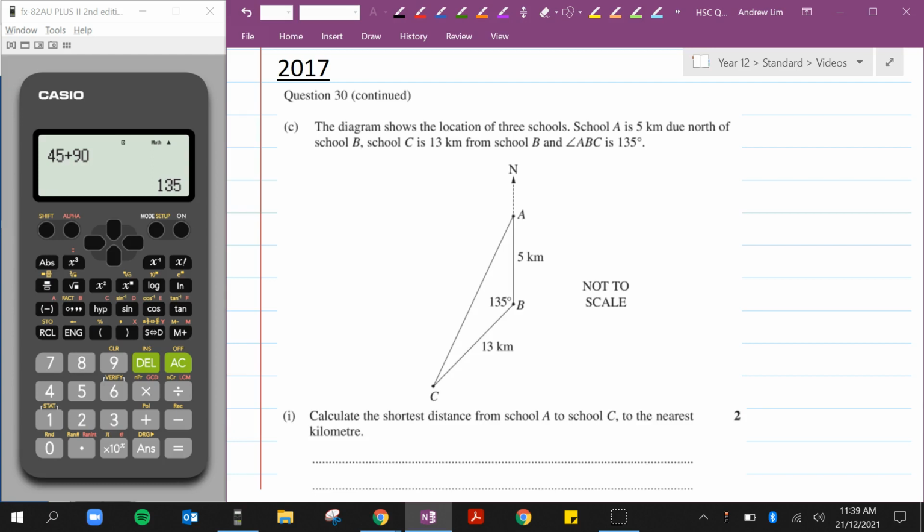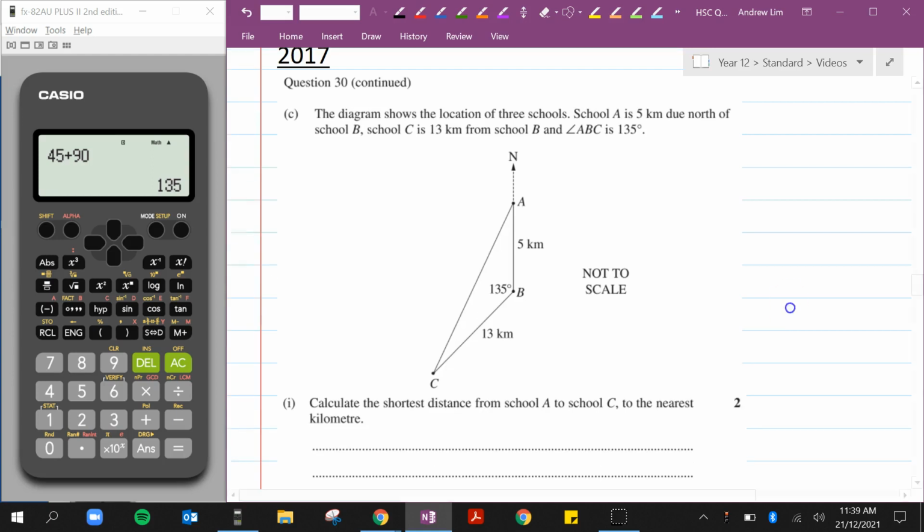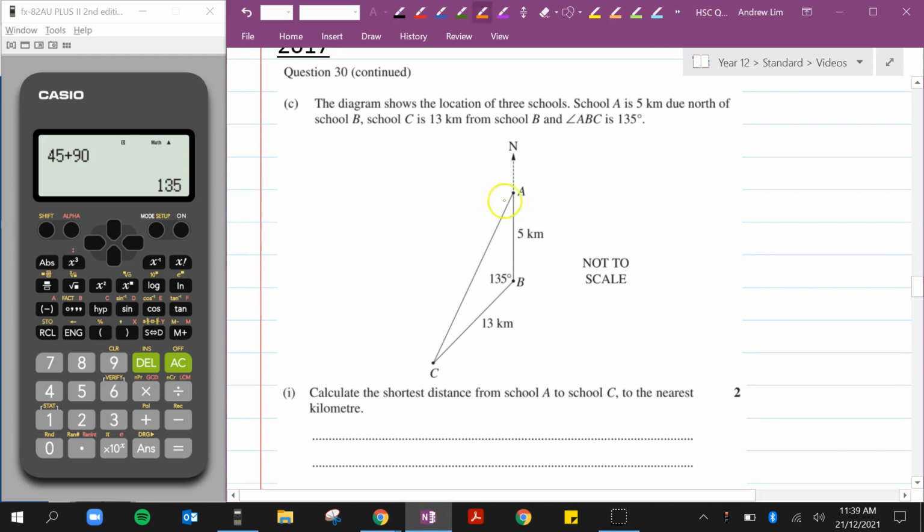The diagram shows the location of 3 schools. School A is 5 kilometers due north of School B, and school C is 13 kilometers from school B, and angle ABC is 135 degrees. Calculate the shortest distance from A to C to the nearest kilometer. So pretty much we want to know how long AC is. So we've got 3 sides and 1 angle, so we need to use the cosine rule.